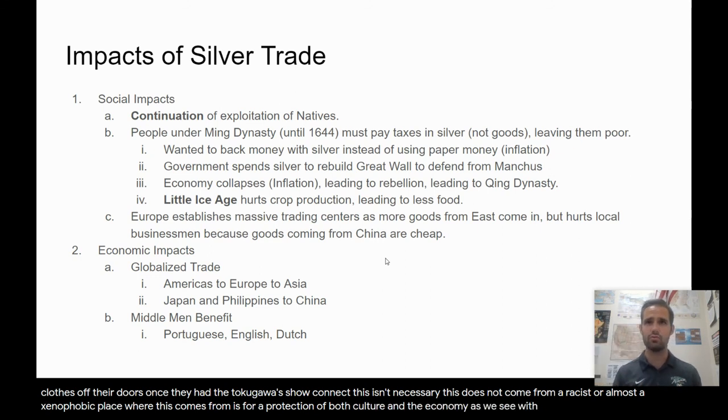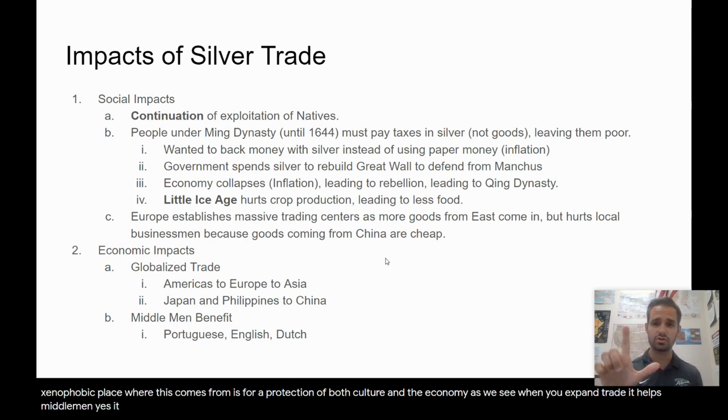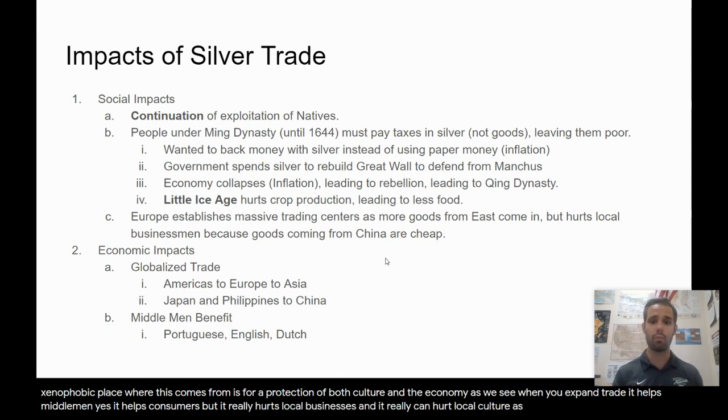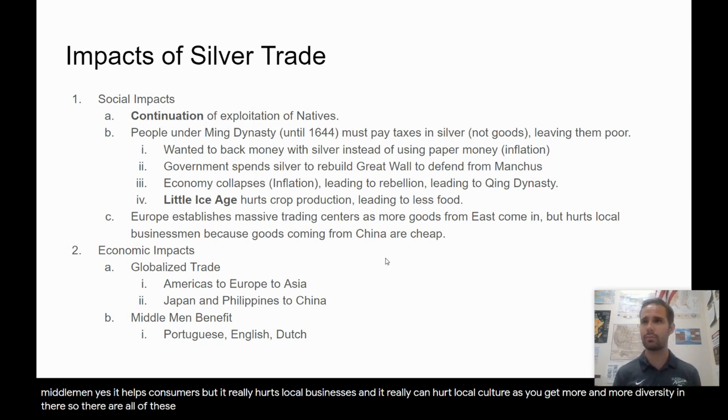As we see, when you expand trade and you allow for globalized trade, yes, it helps middlemen, yes, it helps consumers, but it really hurts local businesses and it really can hurt local culture as you get more and more diversity in there. So there are all of these problems with globalism as well that we need to address in our society today. To really bring this up to the modern day, think Amazon.